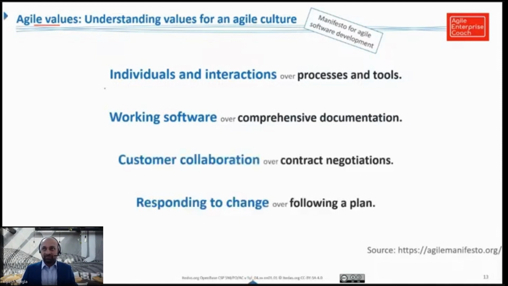So, individuals and interactions. In 2001, there was a group of 17 software developers, and they all gathered in a place known as Utah, in a ski resort. Together, they were all frustrated with the old ways of developing software, and they found so many problems with the existing ways of developing software at that time.